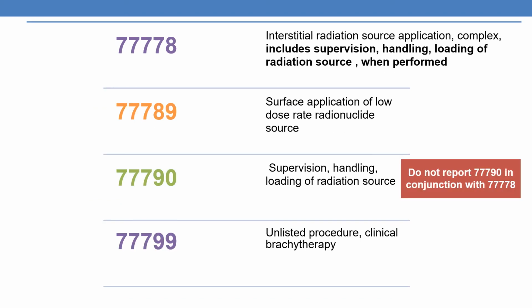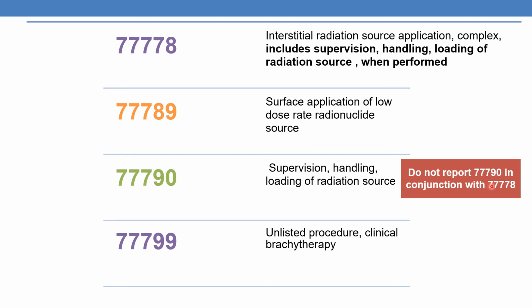Now coming to next code 77778. It deals with interstitial radiation source application complex. Includes supervision, handling, loading of radiation source whenever performed. The next code is 77789. It deals with surface application of low dose rate radionuclide source. The next code is 77790. It deals with supervision, handling and loading of radiation source. 77790 only deals with supervision, handling and loading of radiation source.